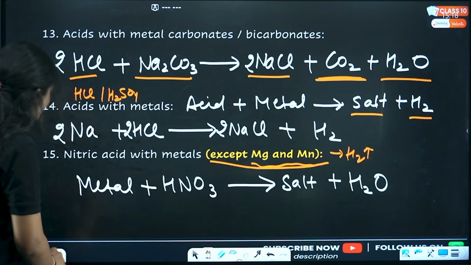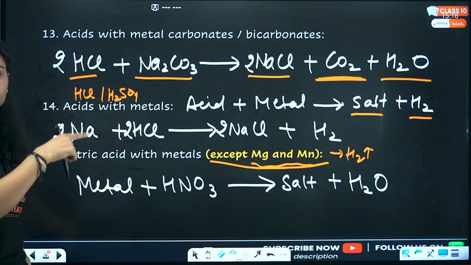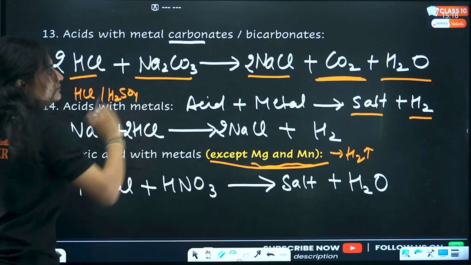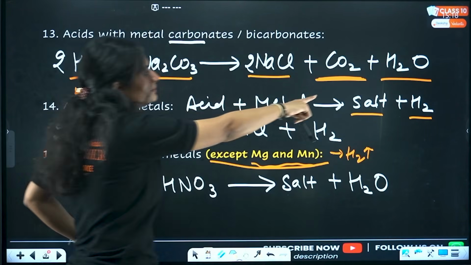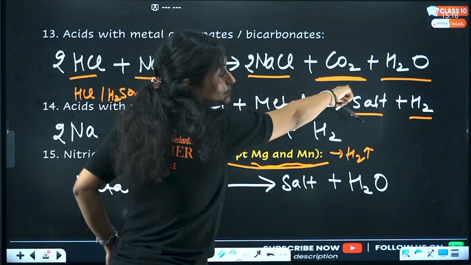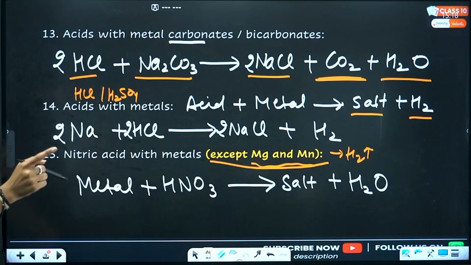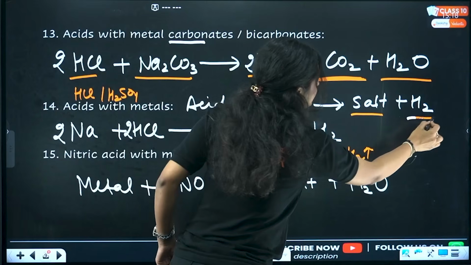Okay, now acids, how do acids react with metal carbonate, metal bicarbonate? You see, carbonate or bicarbonate, they have a carbon, right? So the gas released will be carbon dioxide. We get salt, carbon dioxide and water. When metals react with acid, we get salt and hydrogen gas is released.